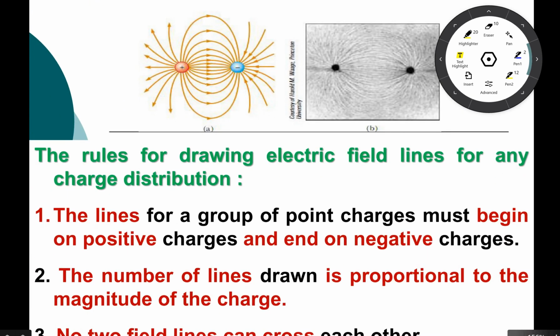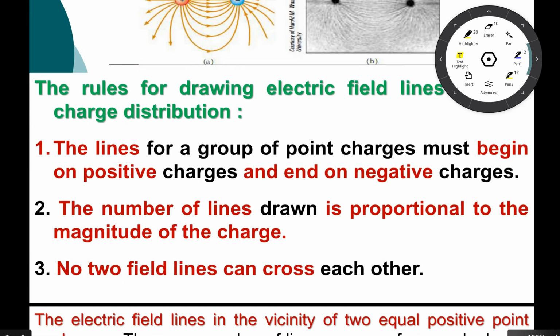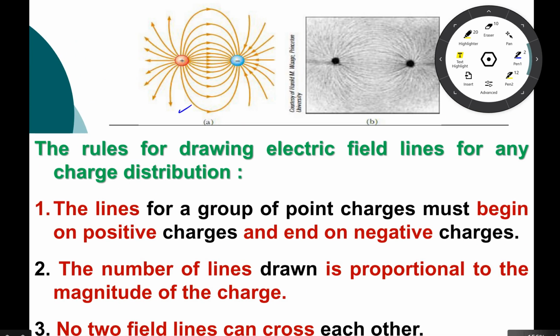And just to know, there are some rules to draw these lines correctly. First of all, the lines always start from the positive charge to the negative charge. Also, the number of lines drawn is proportional to the magnitude of the charge.